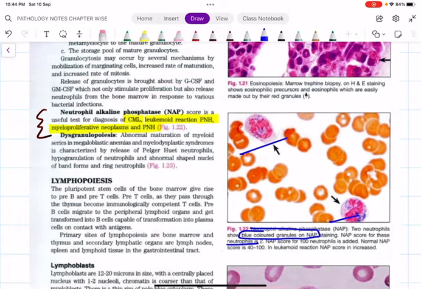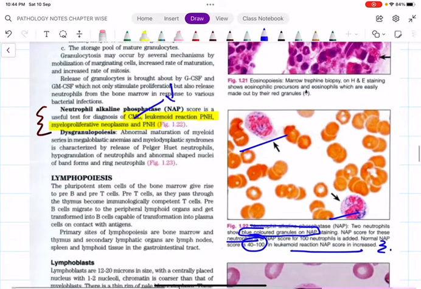Yes. Then remember, what is the normal NAP score? Just remember that neutrophil is detected using the alkaline phosphatase enzyme, which is detected by blue colored granules. Remember, the normal score is 40 to 100. In leukemoid reaction, this score is increased, and in CML this score is decreased. In CML it is decreased, and in leukemoid reaction it will be increased. I will be stressing this again when I discuss CML.